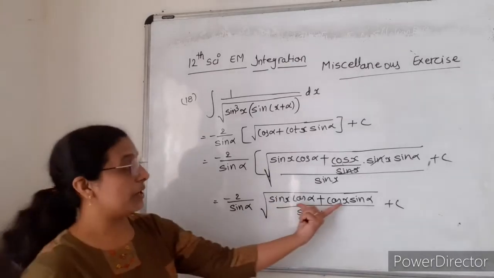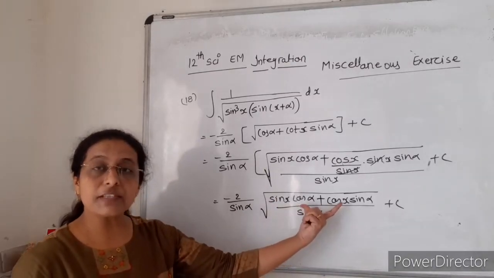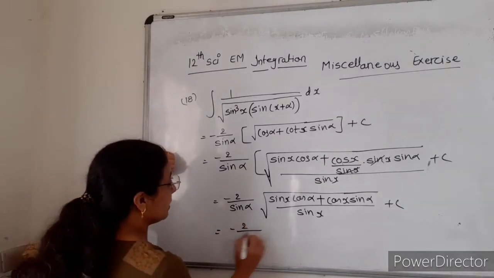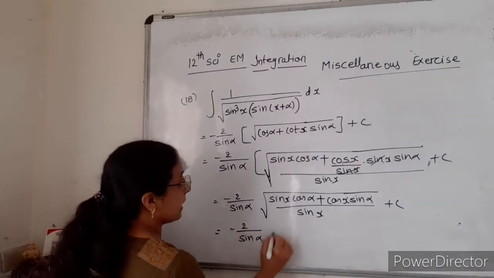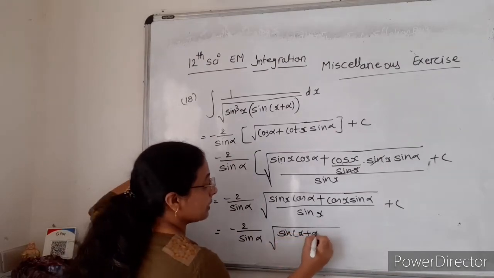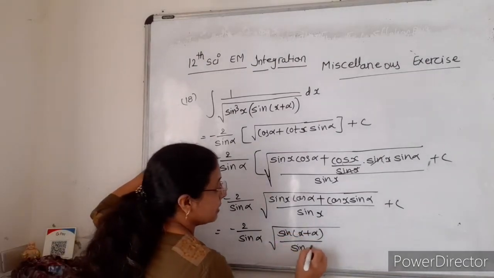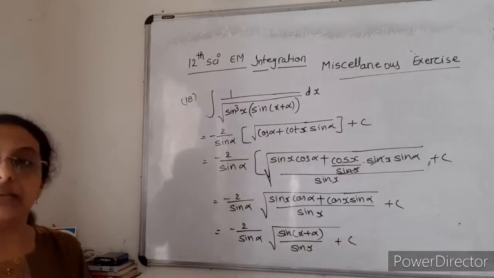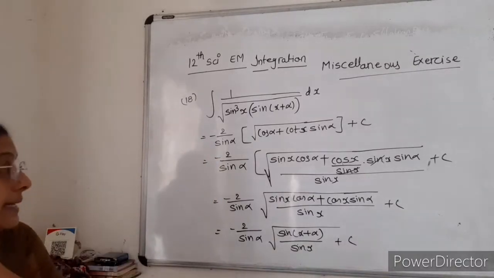Now can you tell me what is this? This is the formula of sin(alpha plus beta). So that it becomes minus 2 upon sin alpha. Here it is sin(x plus alpha) upon sin x, plus c. That is our answer now. So it is a very important sum.